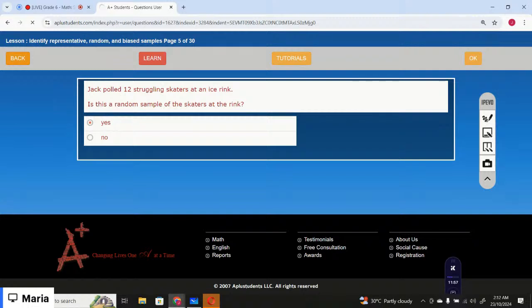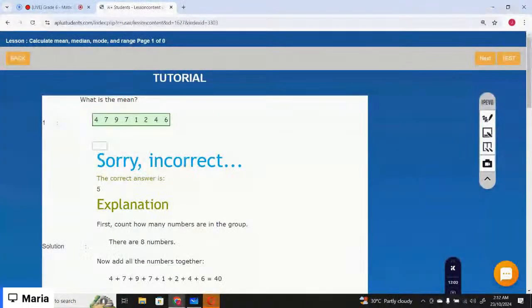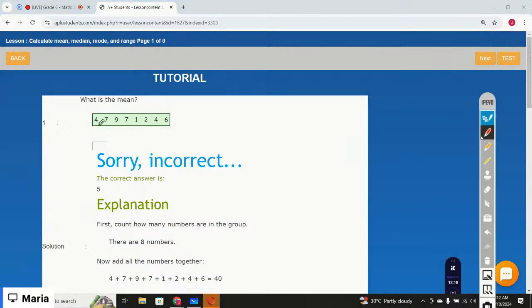Calculate mean, median, mode. What is the mean? You are given 4, 7, 9, 7, 1, 2, 4, and 6. How do we calculate the mean? Now we're going to learn, right? So let's just count the numbers. They are 1, 2, 3, 4, 5, 6, 7, 8. 8 numbers, right?